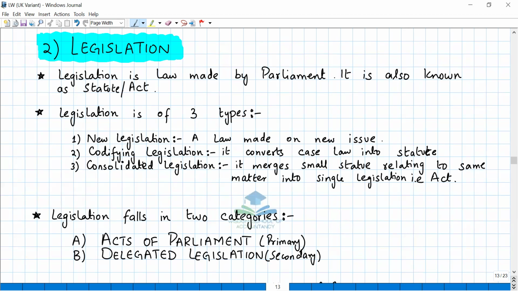Okay. And consolidated legislation means it merges small statutes relating to the same matters into a single legislation. So let's say you are creating the laws regarding employment, so you will merge all these laws in one book, and you will name that book the Employment Act. In the Employment Act, all of the laws are regarding employment. So that is consolidated legislation. We will talk about the Companies Act. In the Companies Act, all the laws regarding the company are mentioned in one book. So that is an act. You are merging all the small laws relating to the same matter into one single legislation, in one single book. That is known as an act, and this type of legislation is known as consolidated legislation. Clear?